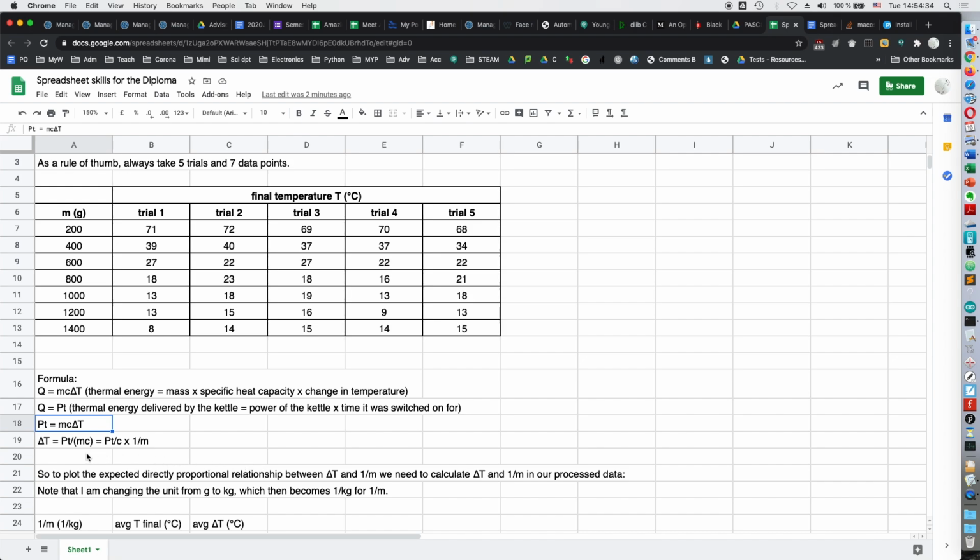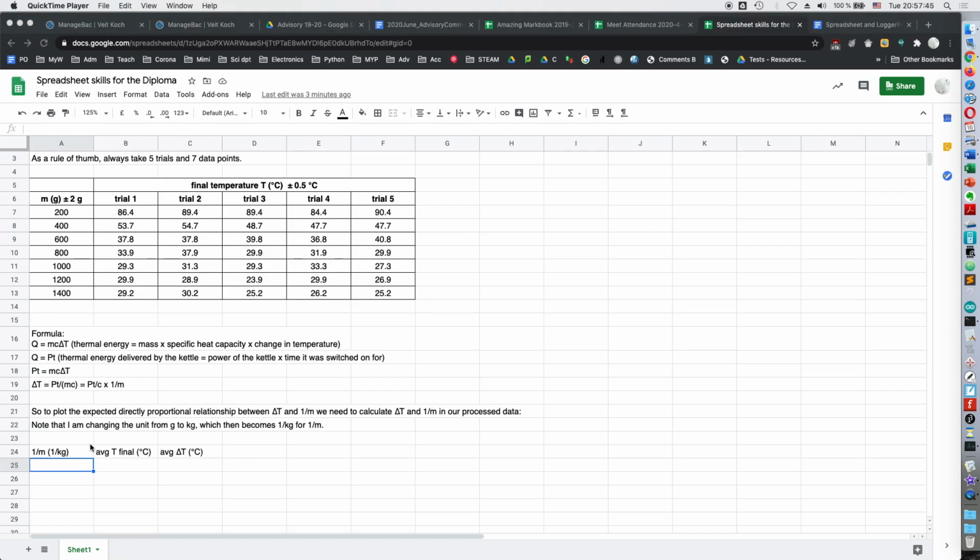If I rearrange this, I get delta T, the change in temperature, is equal to the power times the time in seconds, divided by mc, the mass times the specific heat capacity. So I can write this as delta T equals, and then here in the second part you see I get power times time over the specific heat capacity times 1 over m. I'm just writing this in a weird way, and the idea is that delta T is basically proportional to 1 over m. So what I want to calculate now is 1 over m.